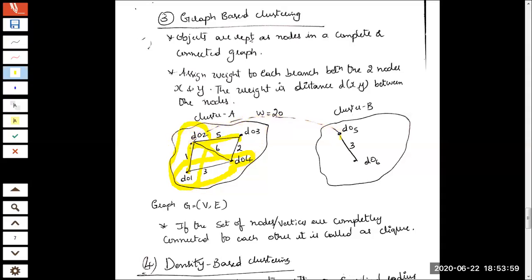So the bottom line here is data objects within a cluster, for example, data objects within cluster A, will have a lesser weight when compared to the data objects between two clusters. For example, you can see data objects between two clusters, cluster A and B. That is, data object 2 and data object 5 is having a weight of 20.